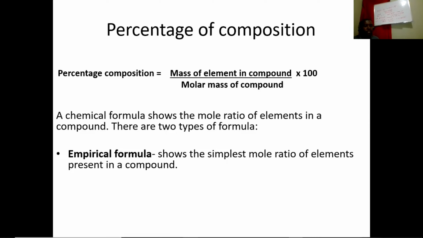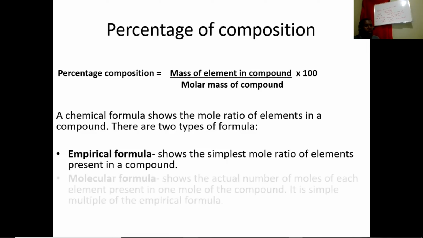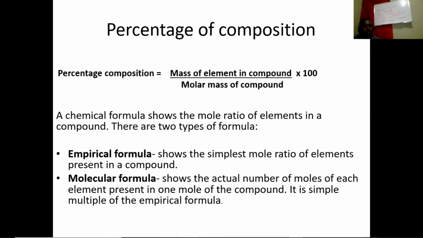There are two types of formulas, either the empirical formula, which shows the simplest mole ratio of elements present, or the molecular formula, which shows the actual number of moles of each element present. So the empirical formula is the reduction or the simplest ratio of each element present, right? While the molecular formula tells us how much of each element was actually bonded together to create this compound. In some cases, the empirical formula is equal to your molecular formula because it cannot be reduced any further.